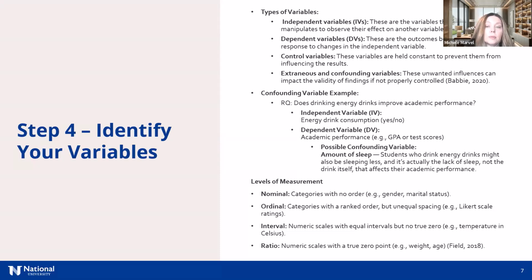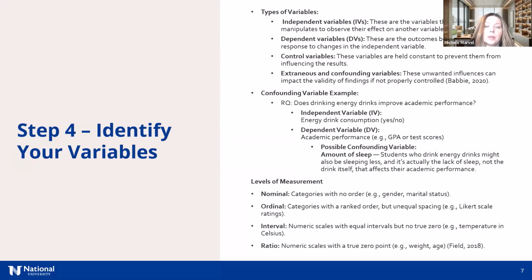Is the level of measurement nominal, meaning the categories have no specific order, like gender or marital status? Is it ordinal, categories with a ranked order but unequal spacing, like a Likert scale? Interval, numeric scales with equal intervals but no true zero? Or ratio, numeric scales with a true zero point, like weight or age?